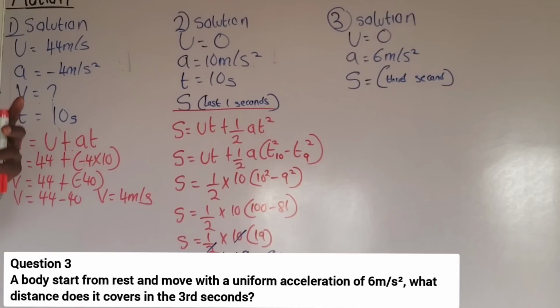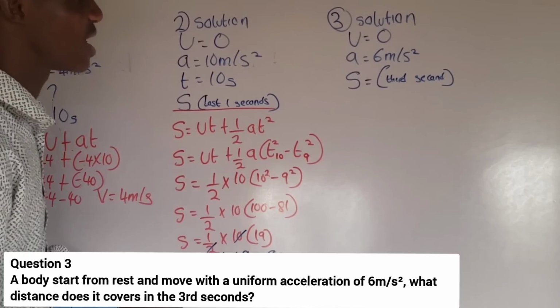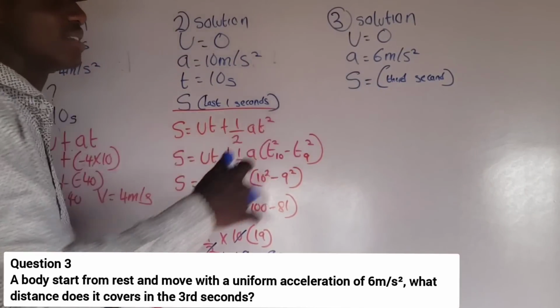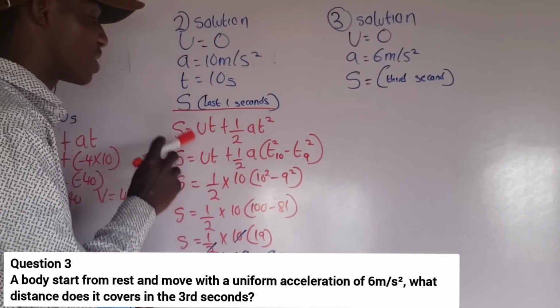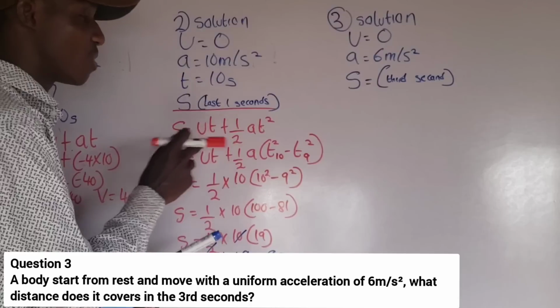But in this question we are not given the time. You understand? Pay attention to the question again. A body starts from rest and moves with uniform acceleration of 6 meters per second squared. What distance does it cover in the third second? So we are not given a time, but notwithstanding, we can still determine the distance that it covers in the third second. All you have to do is plug in; we are going to use this same formula.